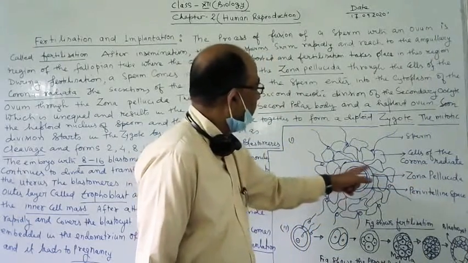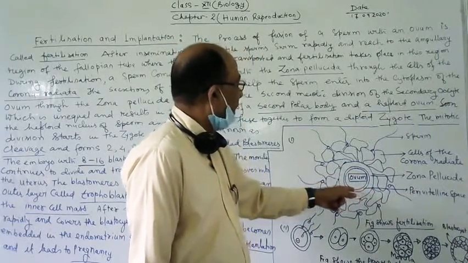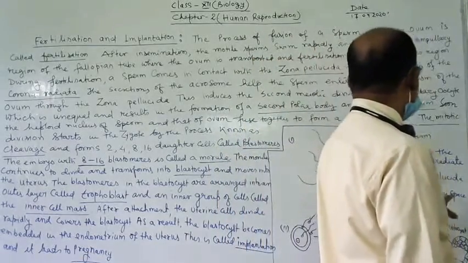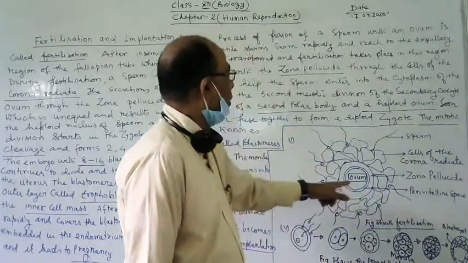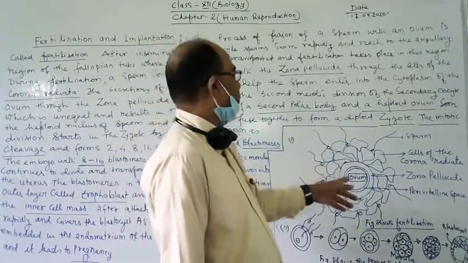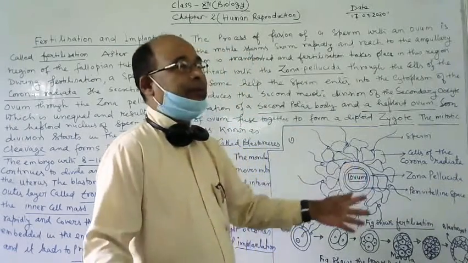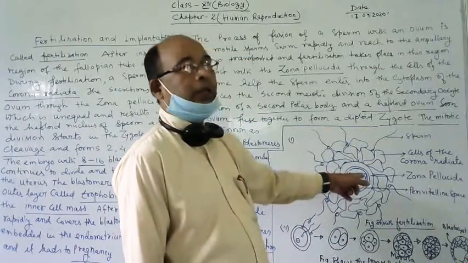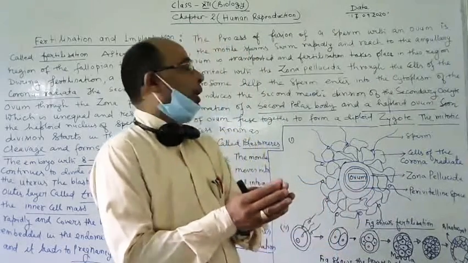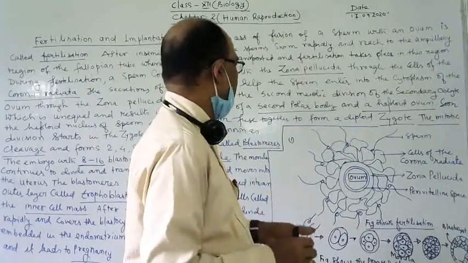This layer is known as the zona pellucida, and after the zona pellucida, another layer is known as the perivitelline space. Covering all these layers, one sperm is able to enter and then discharge its nucleus, and the nucleus of the sperm and the nucleus of the ovum unite together. This process is known as what? This process is known as fertilization.